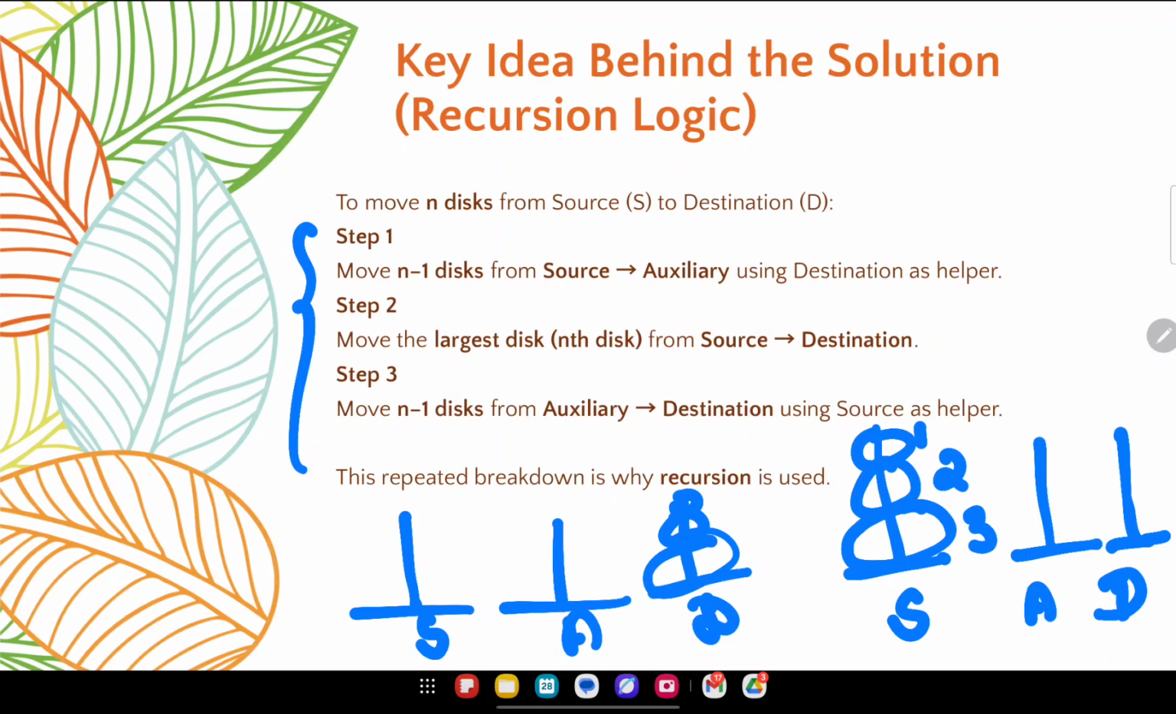Step 2: we have to move the largest disk, that is the nth disk, from source to destination. Then step 3: we have to move the n minus 1 disks from the auxiliary to the destination. Now the source rod acts as a helper. These same 3 steps are repeated again and again for smaller values of n. This repetition is exactly why recursion is used.